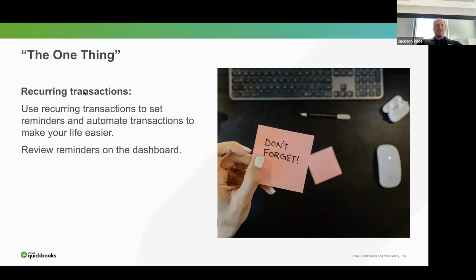The one thing: recurring transactions. This is my one thing for you guys to try and work on this week: use recurring transactions to set reminders and automate transactions to make your life easier. Review reminders on the dashboard. Think about all the transactions you put in your QuickBooks every single day, every month, every year. If there's one that is consistent, like every month you're putting the same transaction in over and over, those are the ones that stand out in my mind as the top candidates for building a recurring transaction.